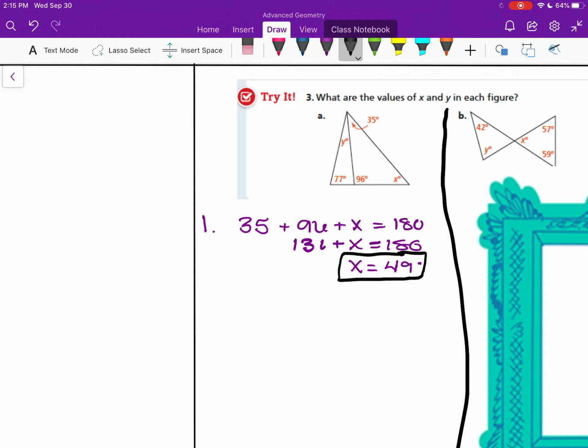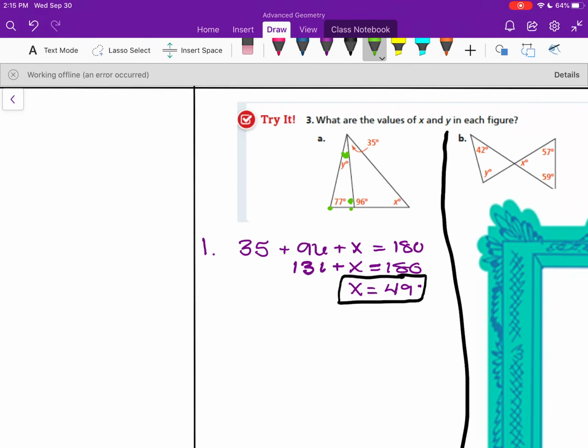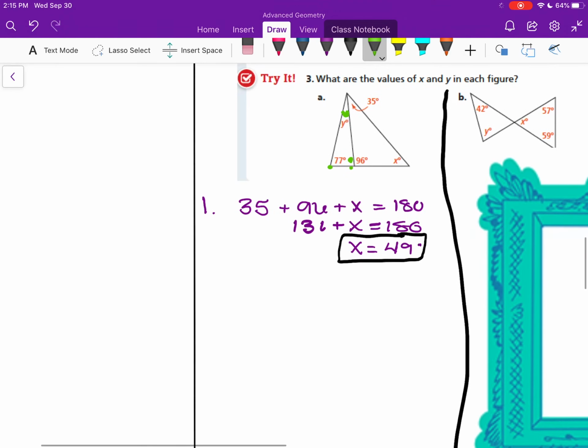Now the second thing we are going to have to figure out is the measure of this angle y. Well, if we look at this triangle that it is a part of, we know that this angle measures 77 degrees. But do we know the measure of that third angle? We don't. So how can we figure that out? We're going to have to notice that the unknown angle is a straight angle.